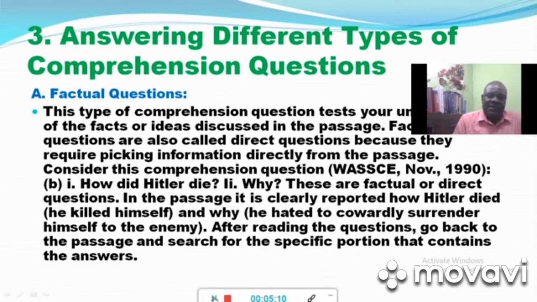Just put it precisely. Then the second question, which is why. You will also discover from the same passage that Hitler killed himself because he hated to surrender himself cowardly to the enemy. So you write the answer as follows: he hated to surrender himself cowardly to the enemy. So that is how to present answers to factual questions. Let's look at the next one.